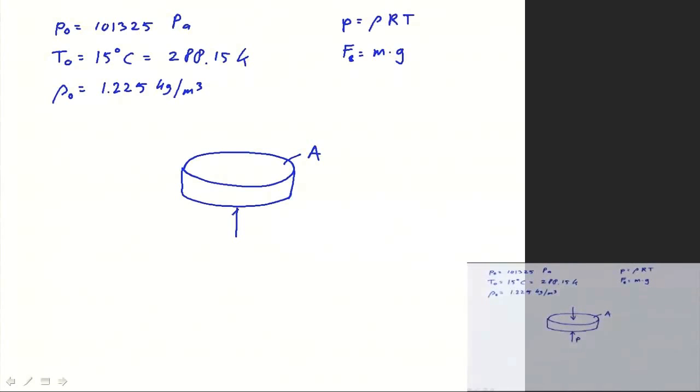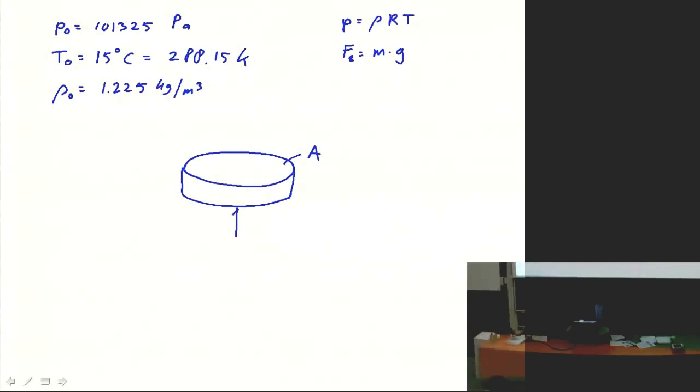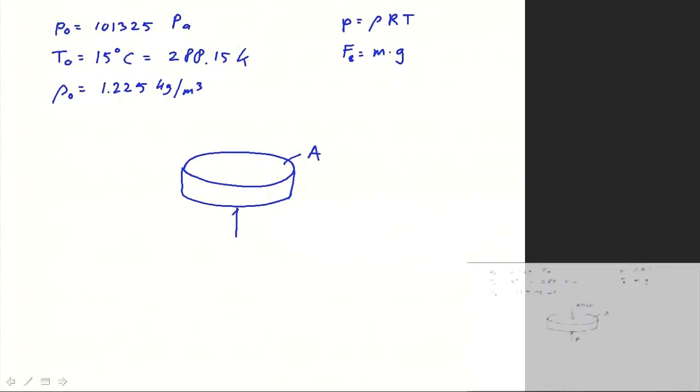Let's see, get the signs right. P, so a changed pressure P plus delta P, the altitude is delta H. So here we see a little disk of air inside our model atmosphere to see what happens.